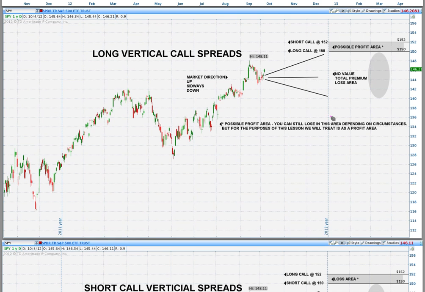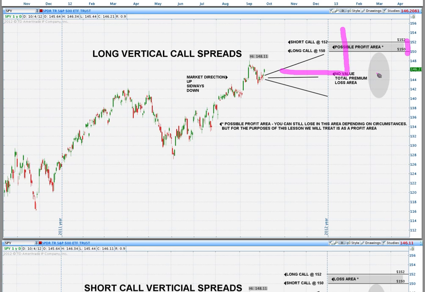If the price drives up through this and beyond, the maximum profit you're going to get is between your long and short strike, which in this case is $2 wide minus whatever you paid, for instance, 50 cents. That's the maximum you can get.